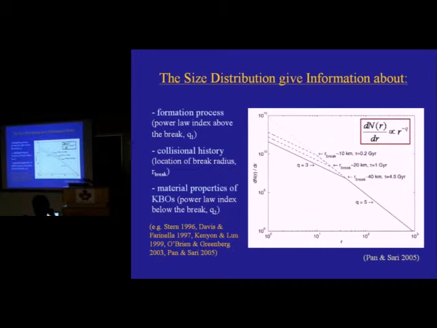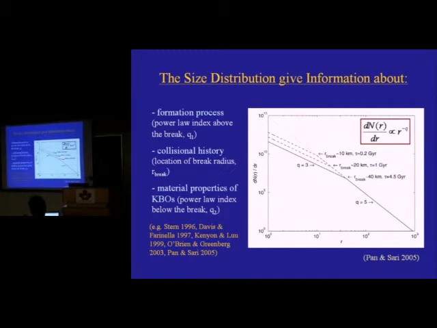Because with time, the size at which bodies can be broken will move to larger and larger sizes. Right now it's around, say, 20 kilometers. If we wait another few gigayears, it'll move maybe to 100 kilometers. So it tells us for how long destructive collisions have been going on in the Kuiper belt, for how long the velocity dispersion has been excited. And then the power law index below the break tells you about the material properties. You expect a different power law index whether these bodies are dominated by material strength or are just rubble piles.